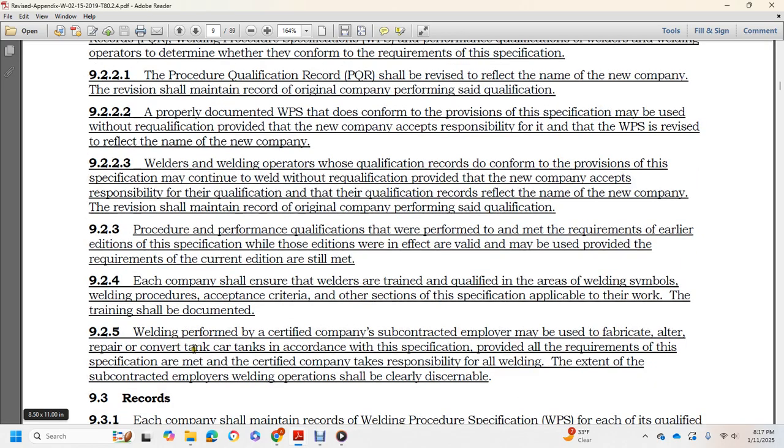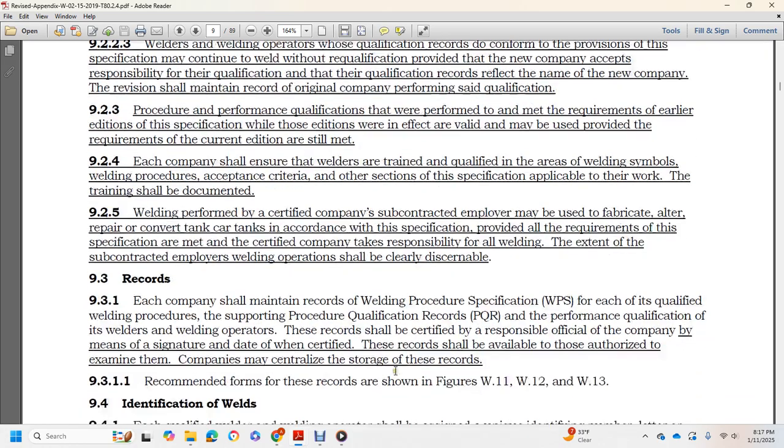Training shall be documented. Welding performed by a subcontractor or employer of the certified company may be used to fabricate, alter, repair, or convert tank car tanks in accordance with the specification, provided all the requirements of the specification are met. The certified company takes responsibility for all the welding. The extent of the subcontractor's or employer's welding operations should be clearly discernible.